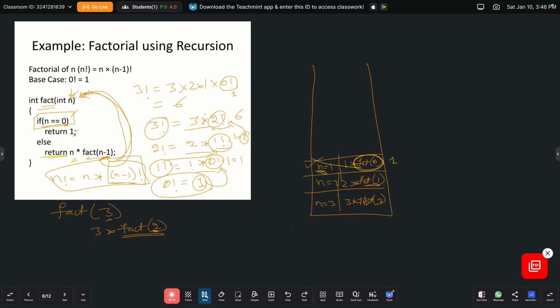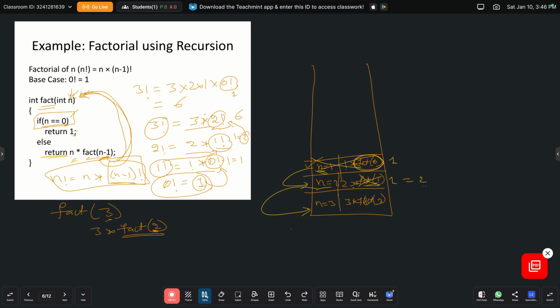Return means, so what is the next step? N value, where is that? N equal to 2. Now, 2 into fact of 1. Right now, we evaluated fact of 1. What is this value? This value is 1. 2 into 1 equal to 2. This value is going to be returned. Return means where it has to go. It will go to the previous call.